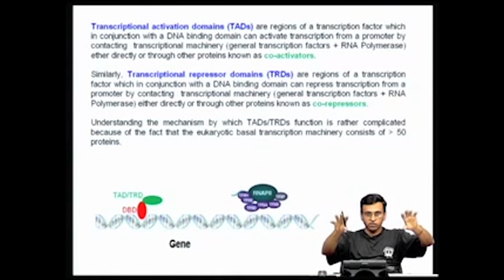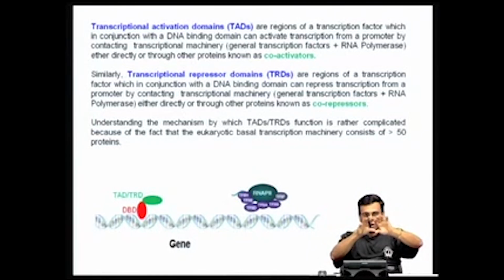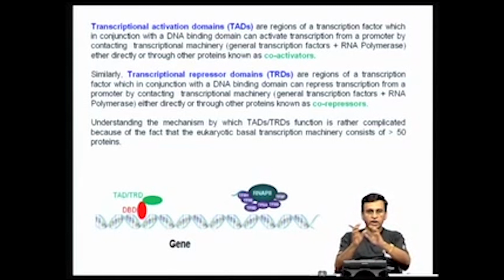So the function of a transcription activation domain is basically to contact the pre-initiation complex in the core promoter region, and this can happen either through direct interactions or through certain other proteins which are called coactivators. So they act as mediators between the eukaryotic transcription factors and the basic transcription machinery.